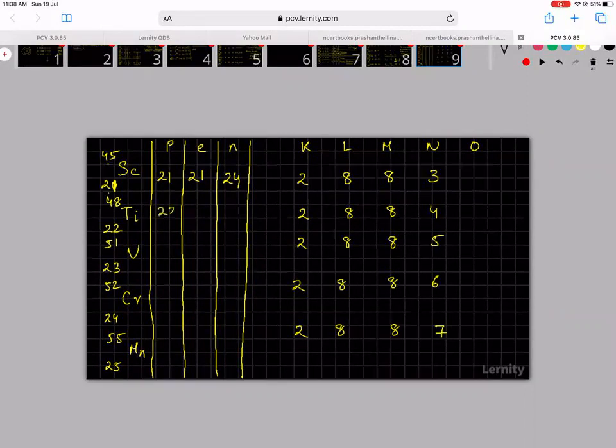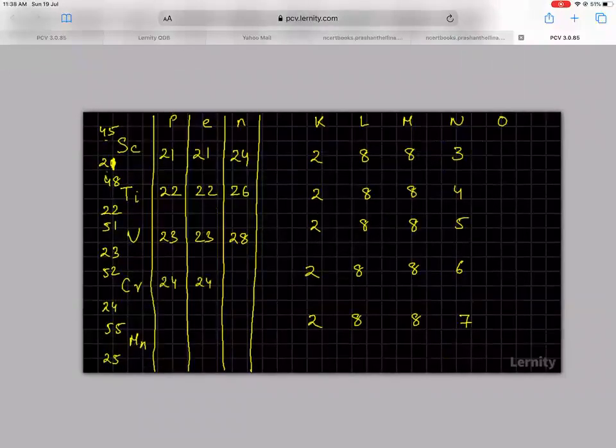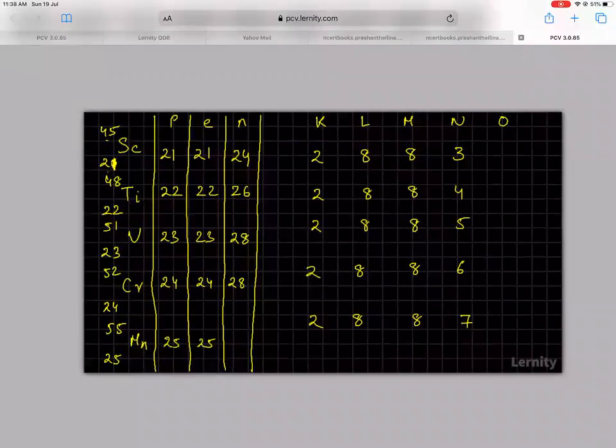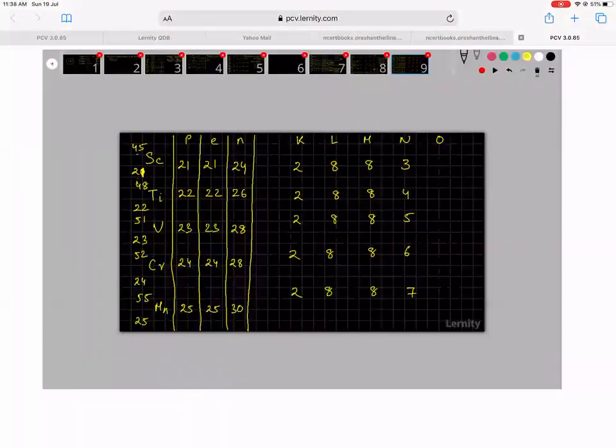So you have 22, 22, 22, 22, 26. Then vanadium, you have 23 here, 23 here. So 51 minus 23 is 28. Chromium is 24 here, 24 here. 52 minus 24 is 28. So this is 25 here, this is 25 here. So this is 30 here. Okay, so I have filled up in each shell.